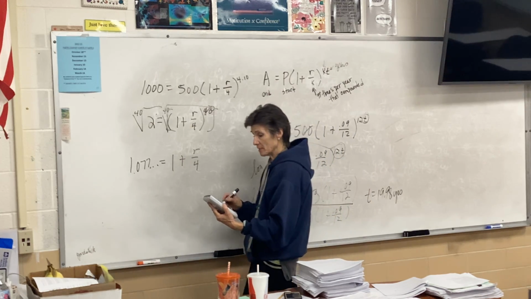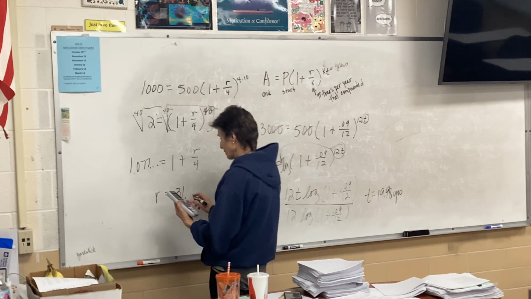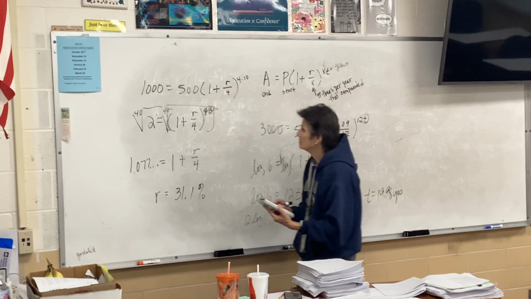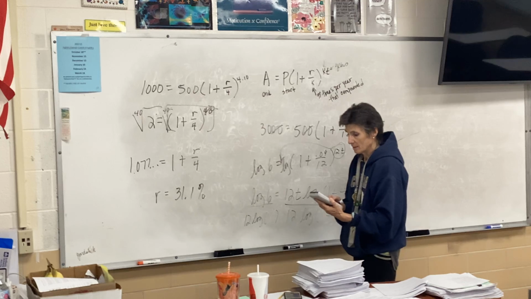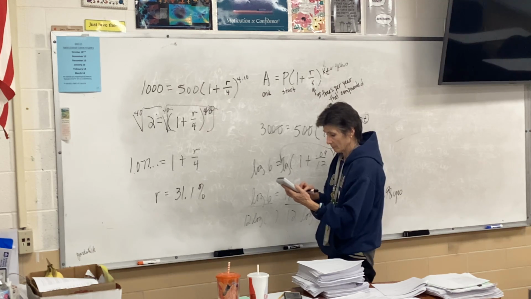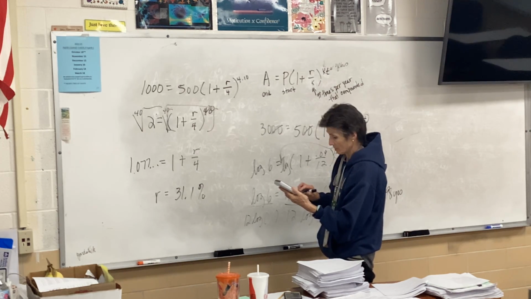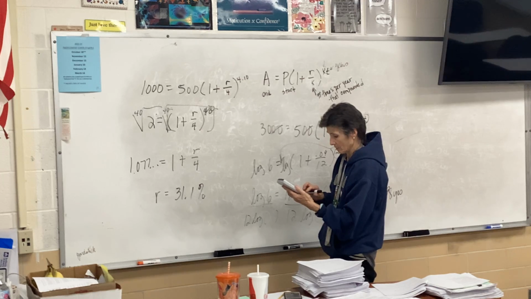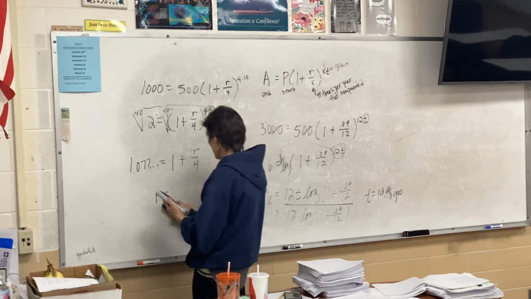So that interest rate, oh my gosh, I gotta double check and make sure I did that right, because that interest rate turned out to be 31.1%. That can't be right. Let me try that again. There, that's much better. Yeah, I messed up.